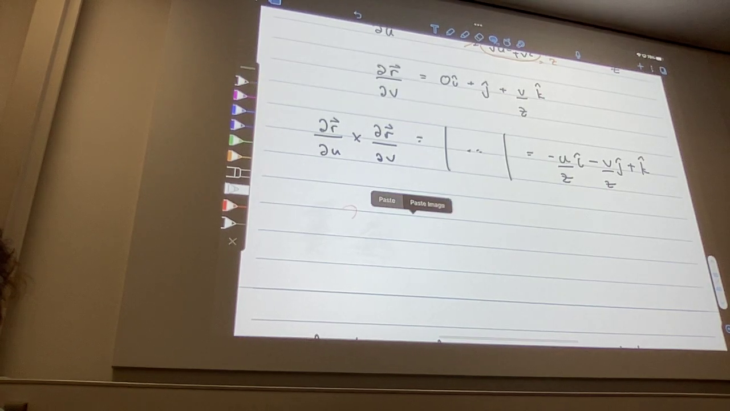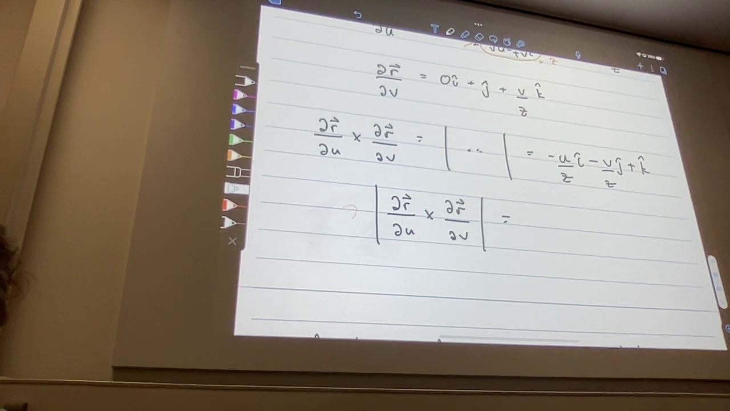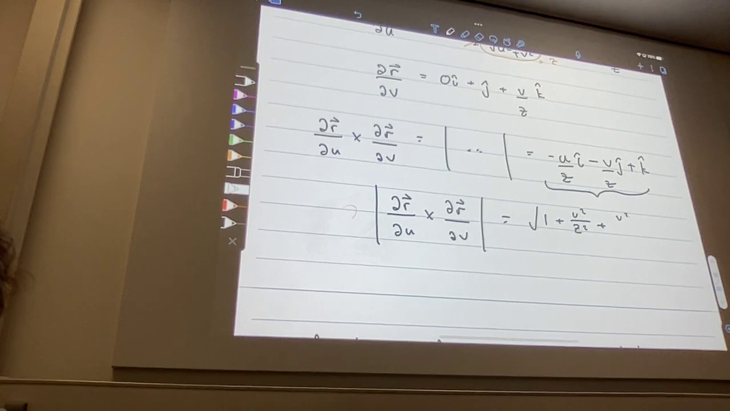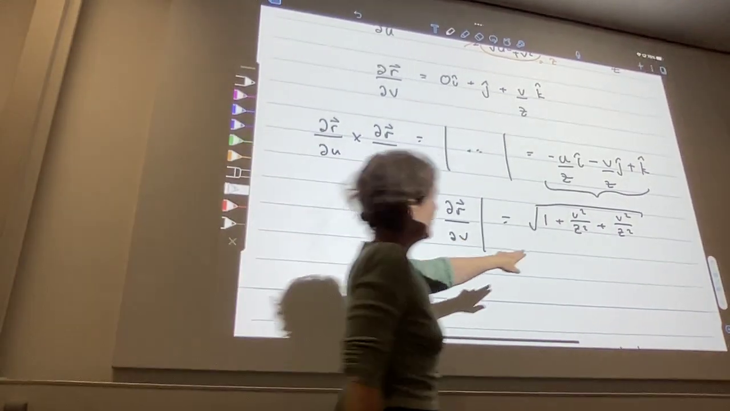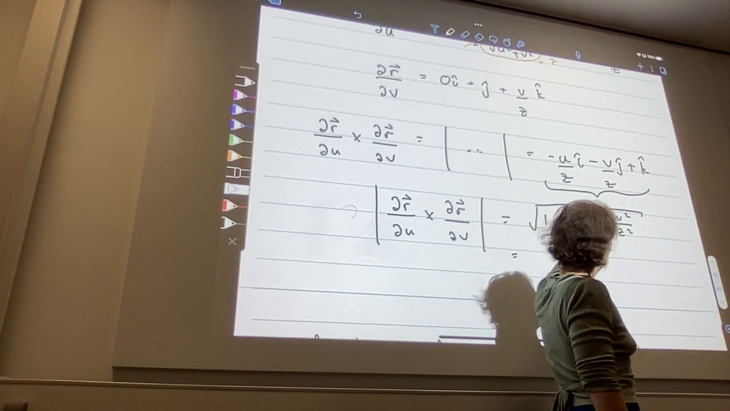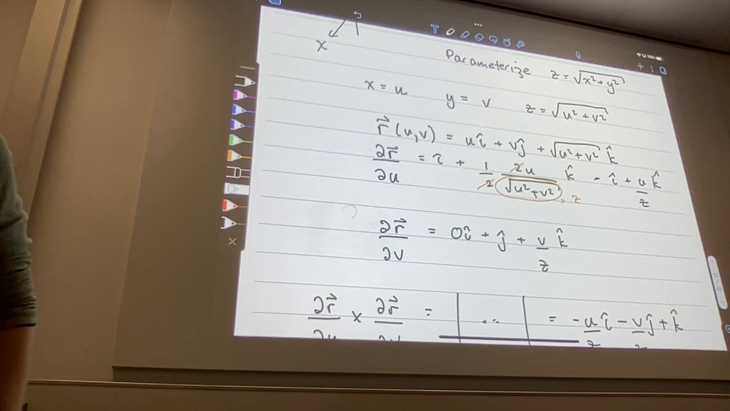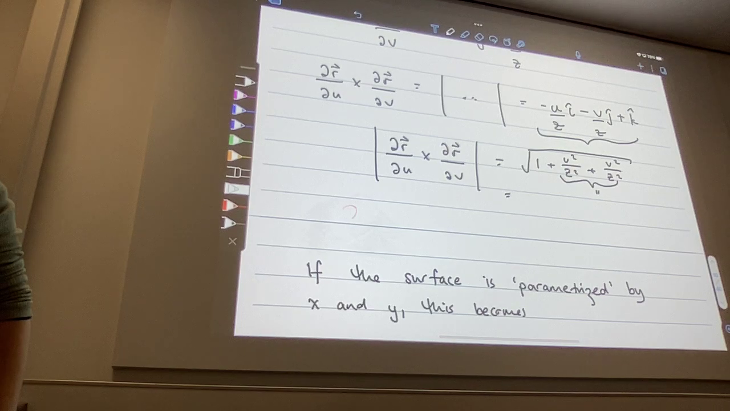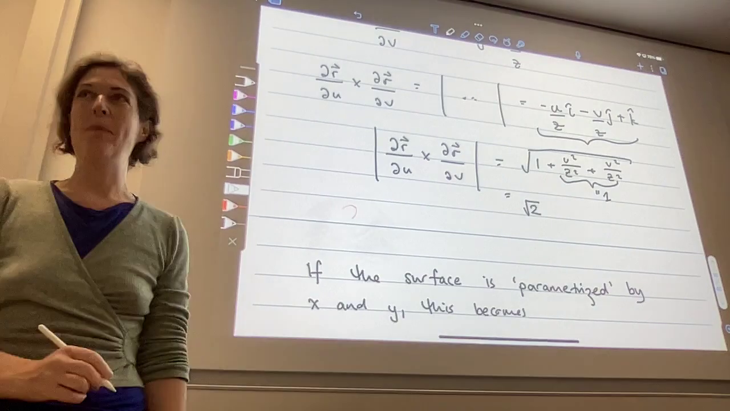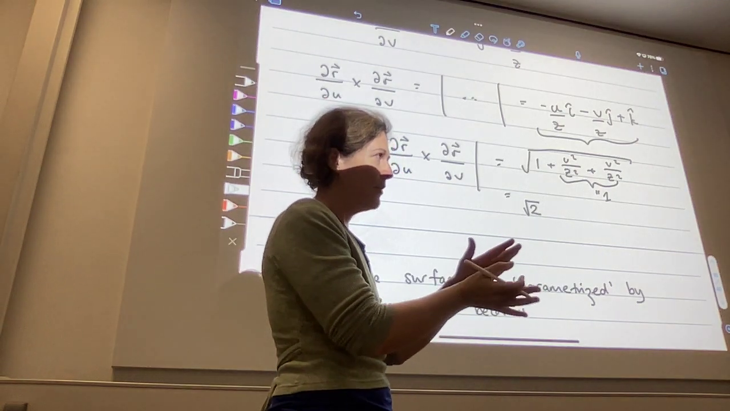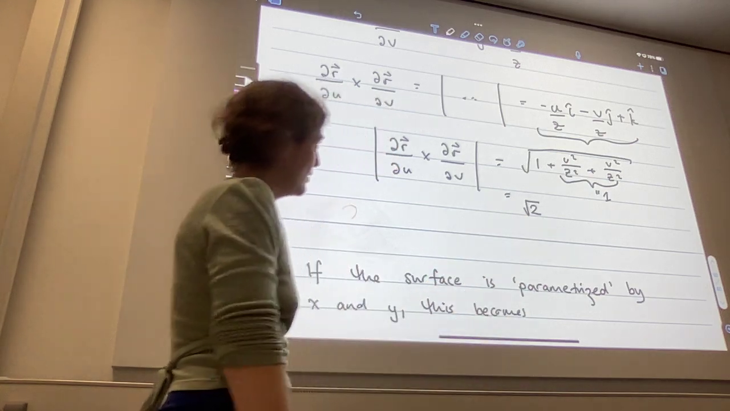So the magnitude of our cross product is just the magnitude of this over here. And if you do that, you will get 1 plus u squared over z squared plus v squared over z squared. And if you simplify this, note that we've got a common z squared over here, so we'll get u squared plus v squared over z squared, but u squared plus v squared is just z squared, by how we defined up here. So after all that work, this is equal to 1, so our thing is equal to root 2. And all this is really a scaling factor for your little parallelogram that tells you how that area scales compared with Cartesian coordinates.